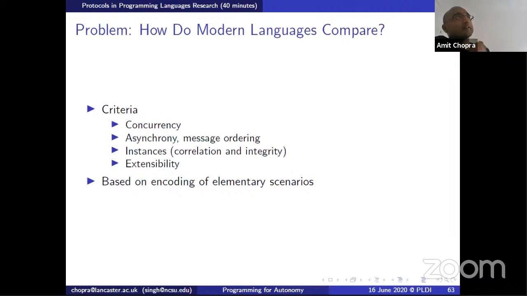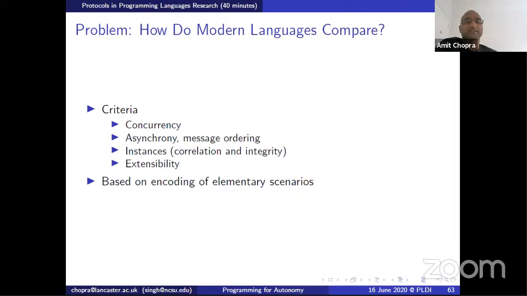And when an instantiation happens, you want that within that instantiation, the messages are properly correlated and satisfy integrity constraints. For example, that some information designated by a parameter doesn't have multiple values. That would be a violation of integrity if it did.